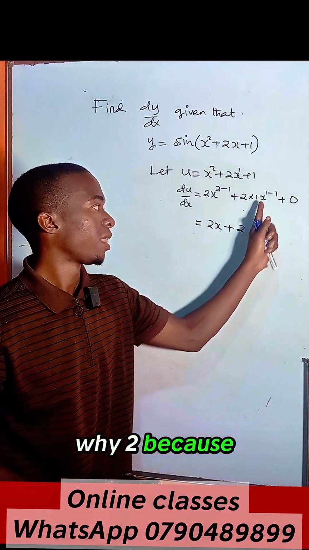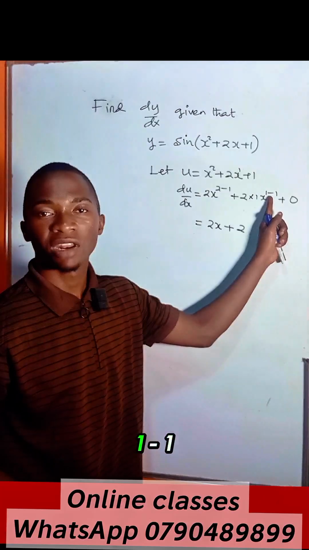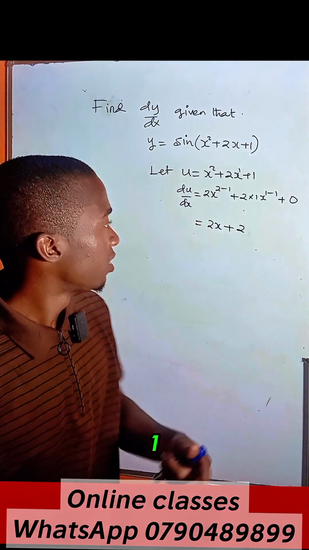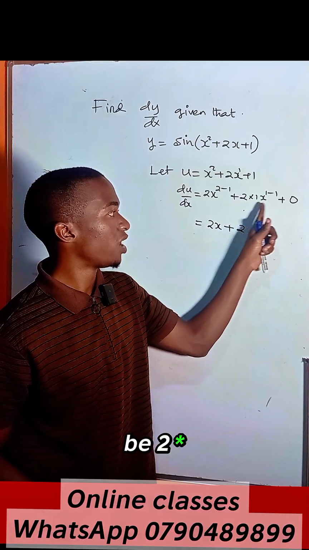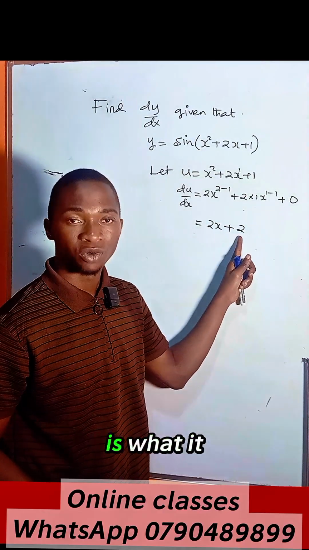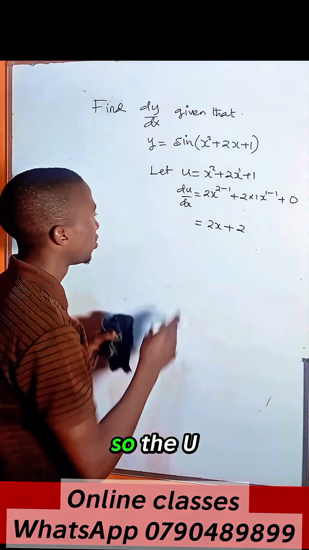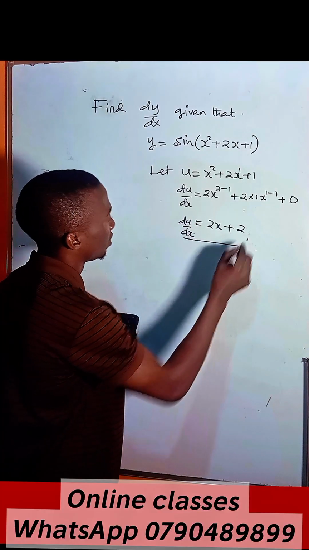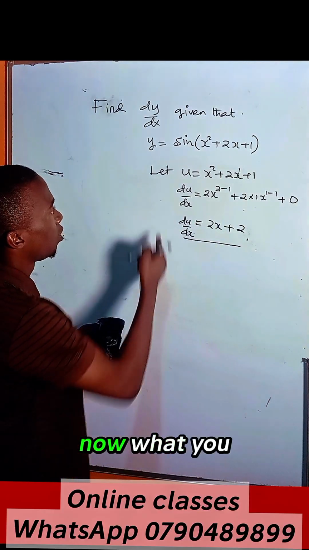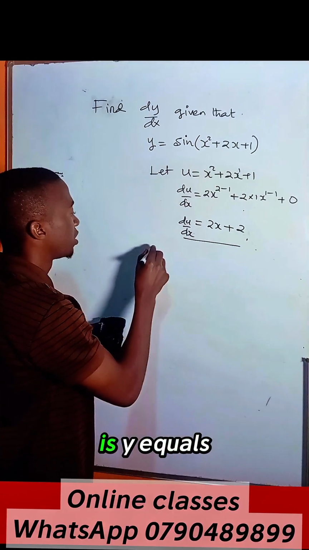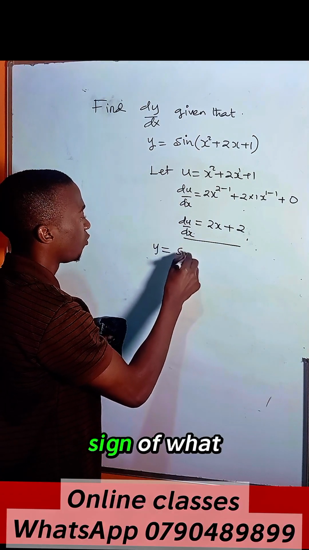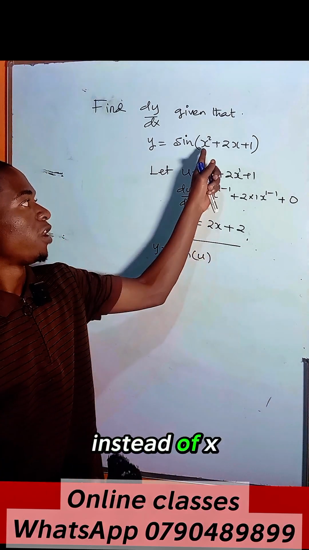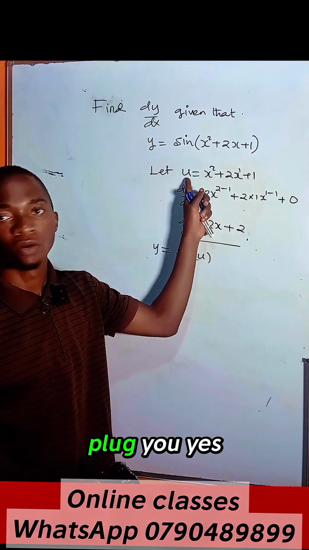Why 2? Because x to the power of 1 minus 1, 1 minus 1 is 0, and any number raised to 0 is 1. So this would be 2 times 1 times 1, which is still 2. So du/dx is this. After that, what will remain here is y equals sine of u. Instead of x squared plus 2x plus 1, plug in u.